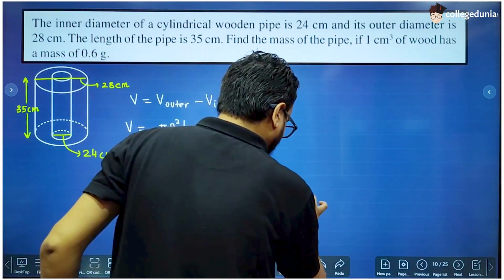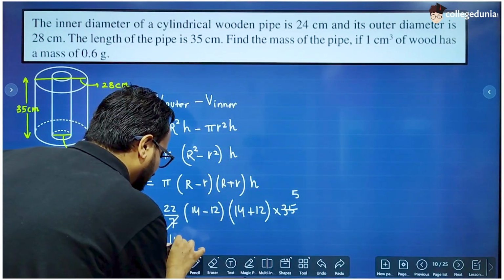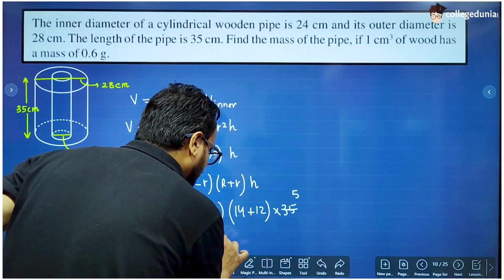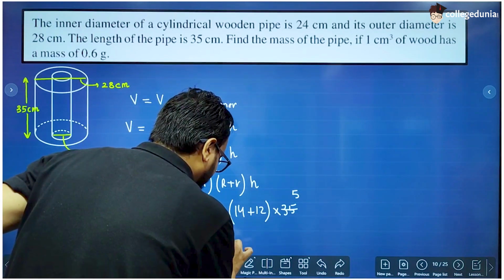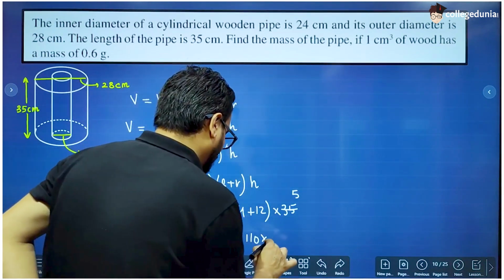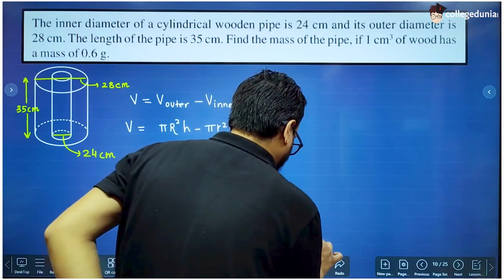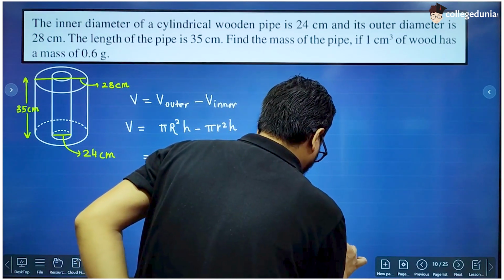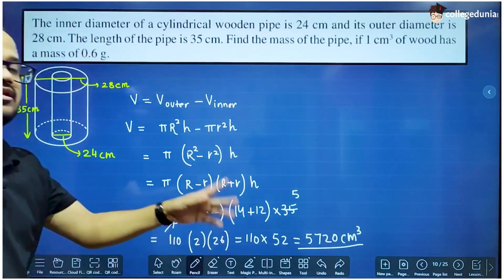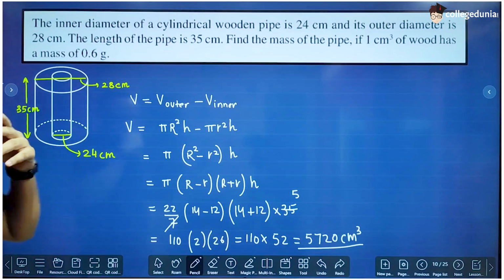So 7 cancels, 22 into 5 is 110. This is 2 and this is 26. So 110 into 26 into 2, 52. 52 into 11 is 572 centimeter cube. This is the volume of wood which is used to make this pipe.